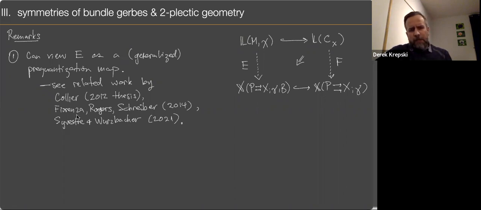And in the higher, multisymplectic case, so for higher degree forms, this result, well, the quasi-isomorphism E, appears in work by Fiorenza, Rogers, and Schreiber. There, the context is at the same time a generalization and also again only working with essentially the good cover or Czech version of bundle gerbes. And then there's also a similar result in a recent paper by Silvestre and Wurzbacher.